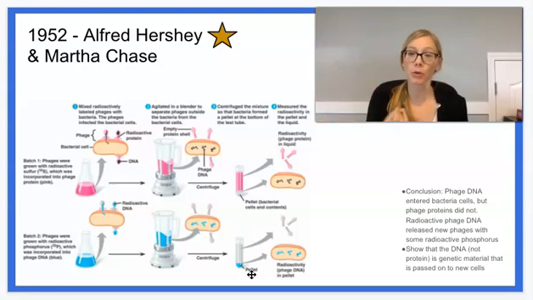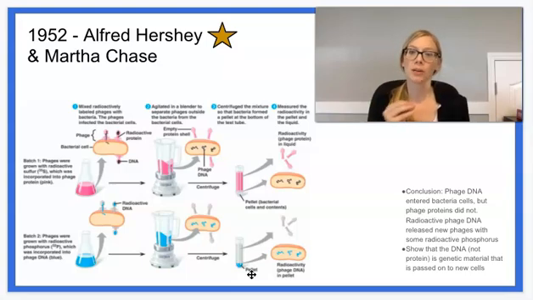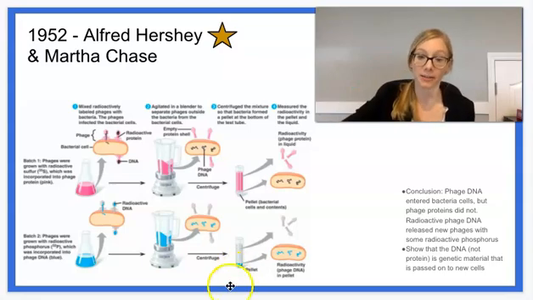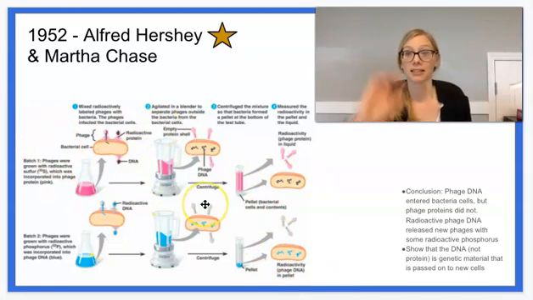So that shows that DNA, and not the protein, is where the genetic information is and how it gets passed on from one generation to the next, because we see it labeled with that radioactivity in the cell parts, and we do not see that in the protein part. So that's Hershey and Chase, and they really discovered that DNA is the heritable information through this experiment.